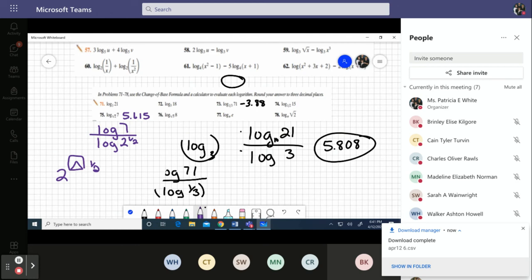Whenever we're trying to do it when it has the log 5, like log base 5 of 18, you would divide log 18 by log 5, which is always log base 10.